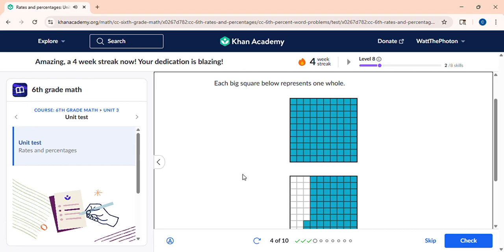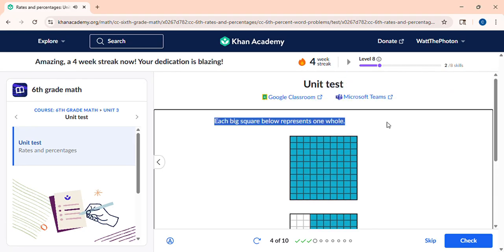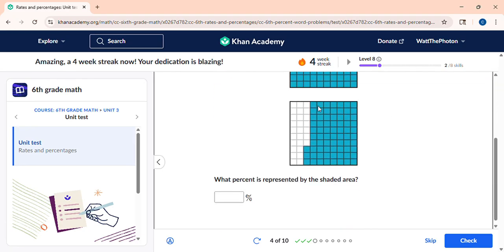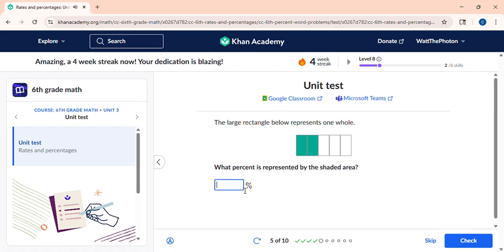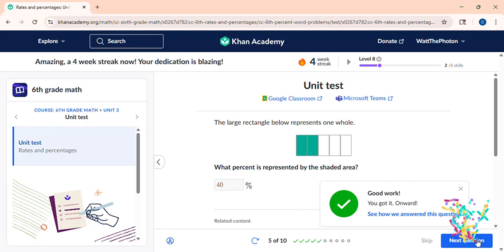Each big square represents one home. So 173. 173. Yeah. 2/5 or 0.4, 40%. That's correct.